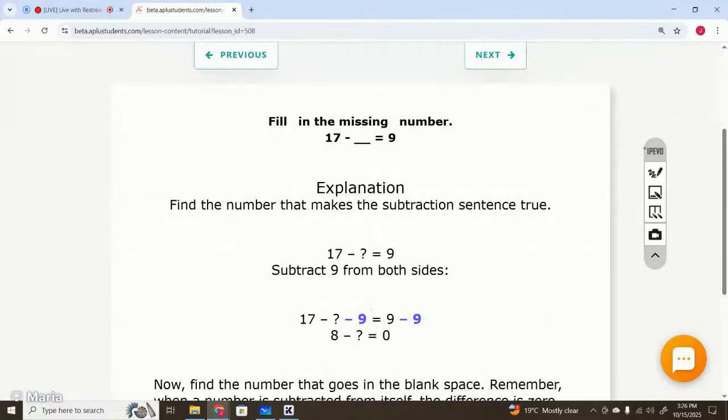Seventeen take away the missing number equals 9. So how do we find the missing number? We need to subtract 9 both sides, because we need to find a smaller number. You always subtract a smaller number out of the greater one. 9 minus 9 is 0. So 17 minus 9 is 8. That means the missing number is 8.